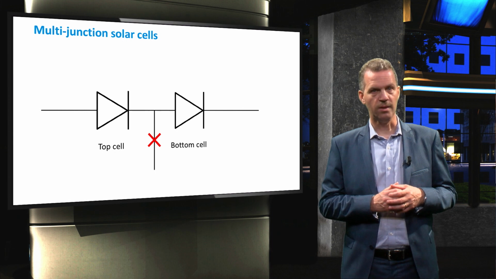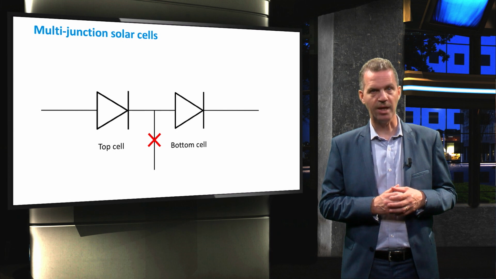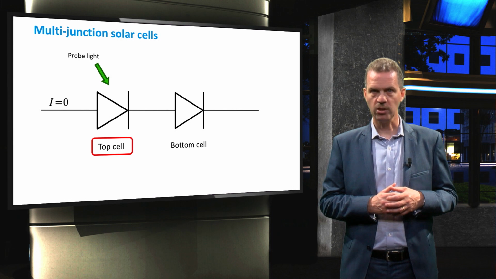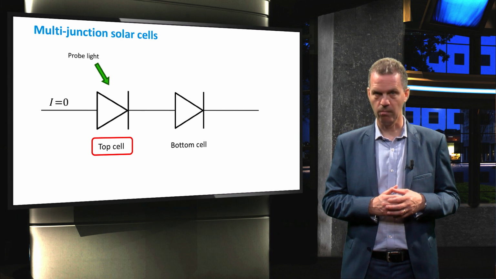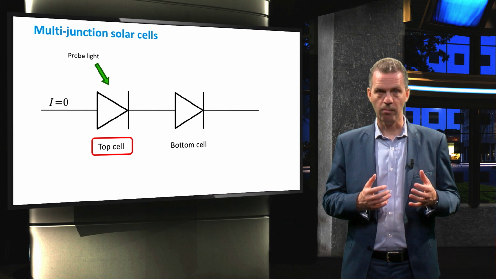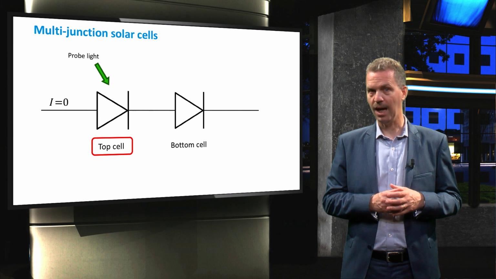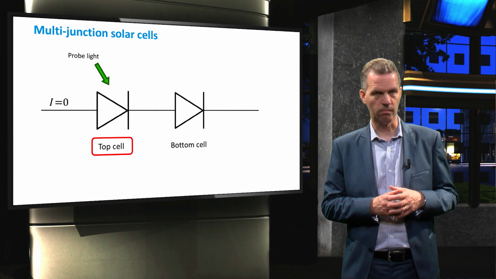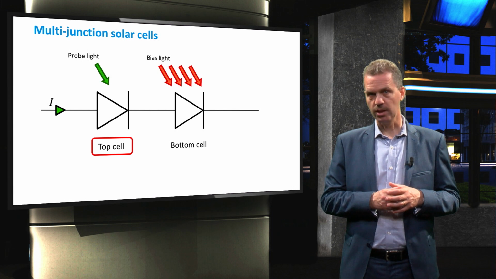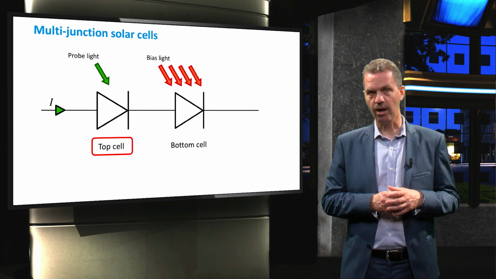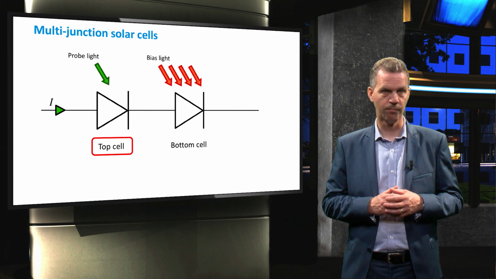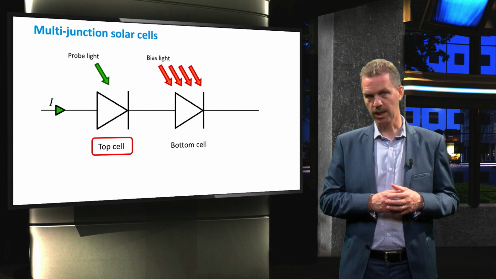The current will in this case be limited by the cell that collects the fewest electron-hole pairs. When we would measure the top cell with short wavelength monochromatic light, the bottom cell would not absorb any light, and therefore the current produced by the tandem cell would be zero. The solution is to saturate the bottom cell with light that is not absorbed by the top cell, for instance by infrared light. This is called bias illumination.